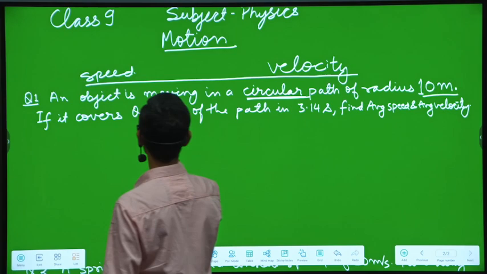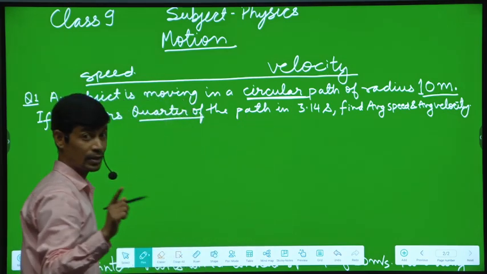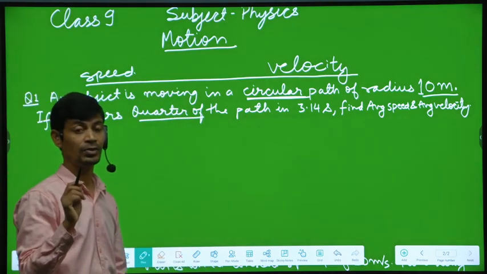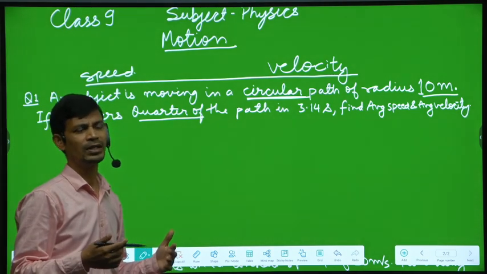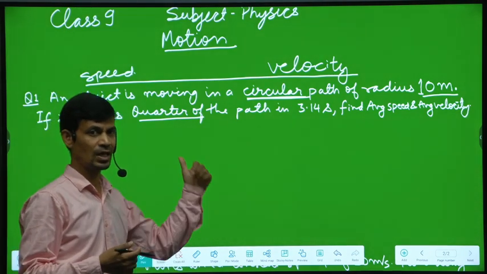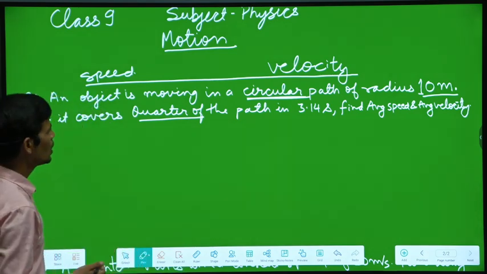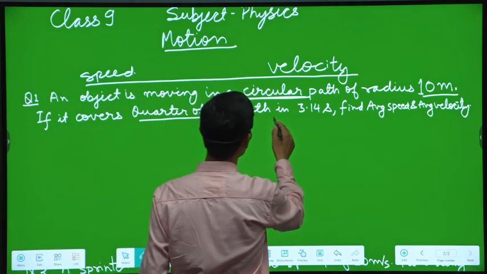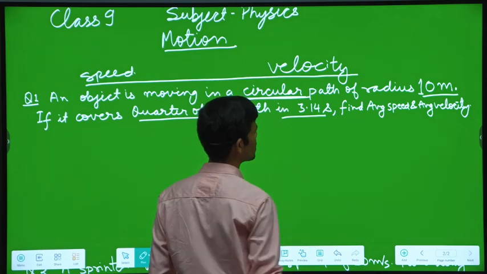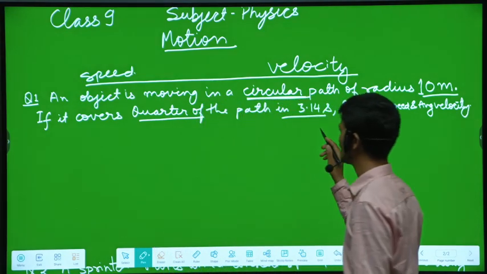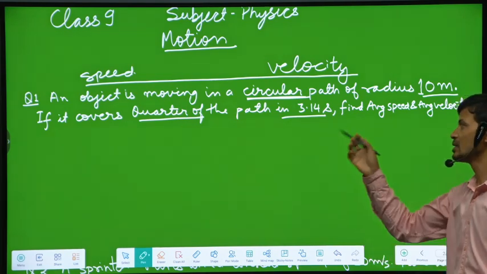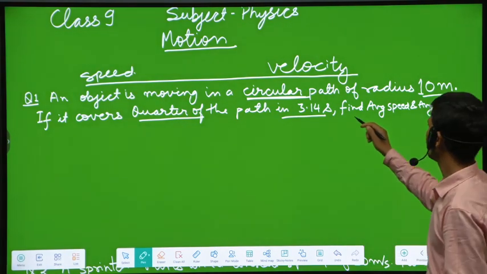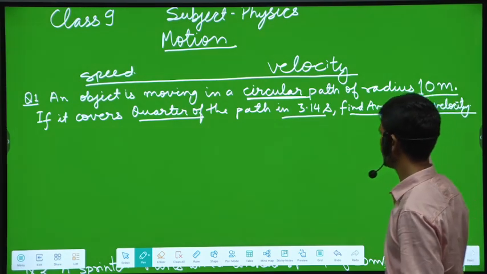If it covers quarter of the path, in 3.14 second. In my previous video I've given the same kind of problem to find distance and displacement, so the same logic will be applied here. I've purposely given this value because we know the value of pi is 3.14. Find average speed and average velocity.